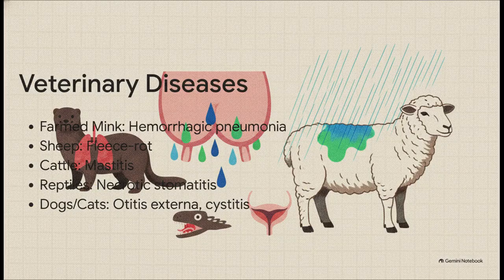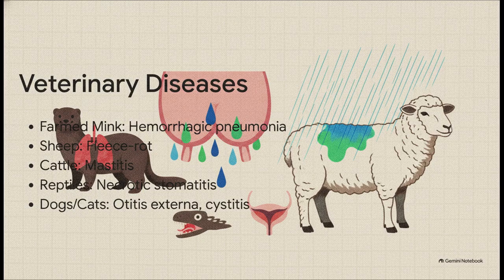Now, because it's an opportunist, it takes advantage of highly specific vulnerabilities across drastically different species. In farmed mink, it triggers a sporadic but totally devastating hemorrhagic pneumonia with up to a 50% mortality rate. In cattle, it causes mastitis, which is actually often linked directly to contaminated water used for udder washing, or even contaminated intramammary tubes. And in sheep, there's this wild condition called fleece rot.